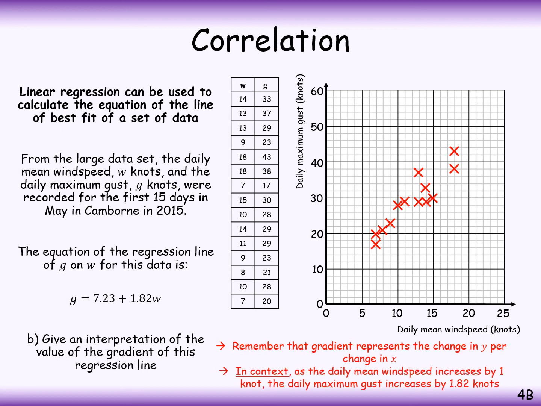So in context to this question, we could say for mean wind speed increases by 1 knot, the daily gust increases by 1.82 knots. So do you guys understand this? Yeah.